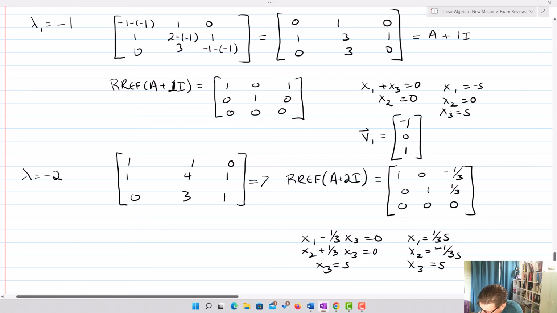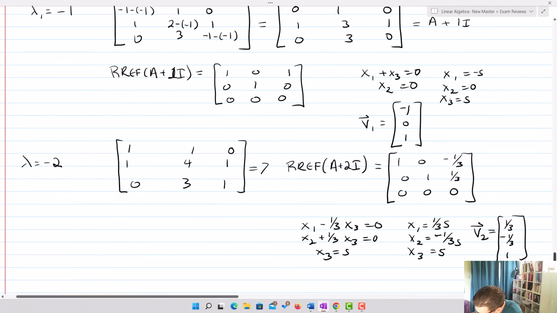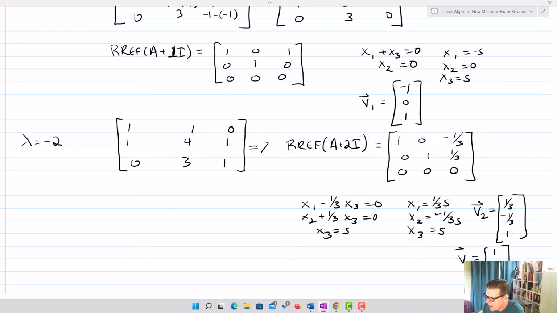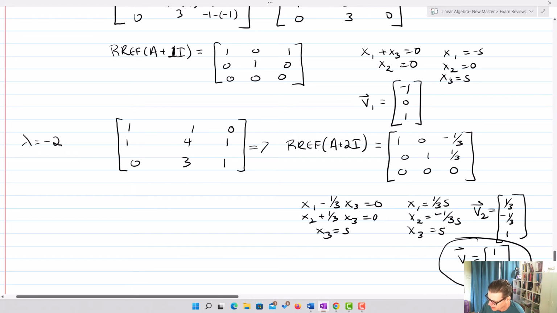Okay, so what I get is the vector v2, my second eigenvector, is going to be 1/3, negative 1/3, 1. And I'm actually just going to rewrite that, I'm going to let v2 then equal 1, negative 1, 3. Just by multiplying by 3, I get the same eigenvector with the same characteristics and qualities, it just gives me whole number values now. Okay, so there's v2. Now let's go find v3.